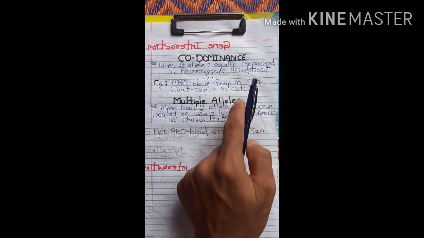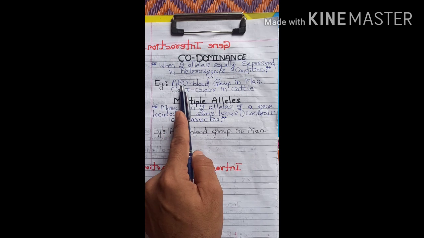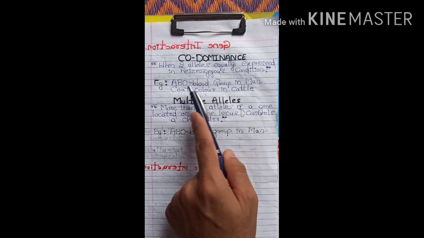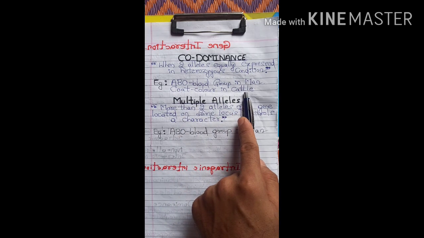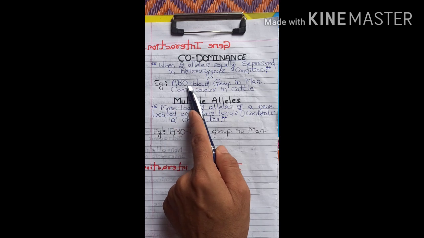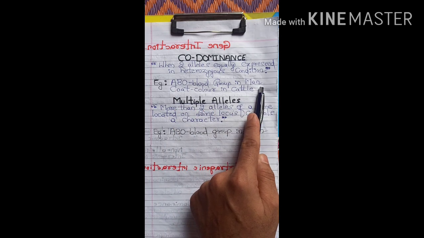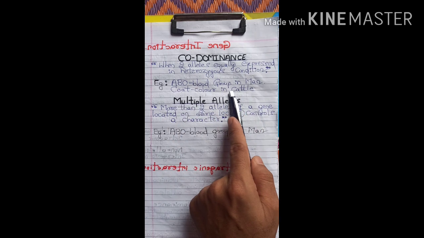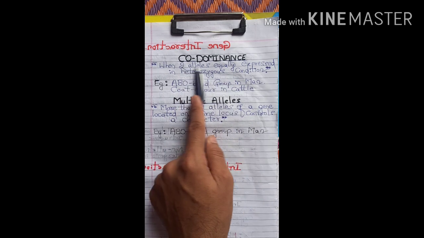So you have to remember. And there are two best examples for codominance. One is the ABO blood group in man, another one is coat color in cattle. We know that the inheritance of the ABO blood group in man was discovered by Karl Landsteiner, and similarly the coat color in cattle is also a best example for codominance.